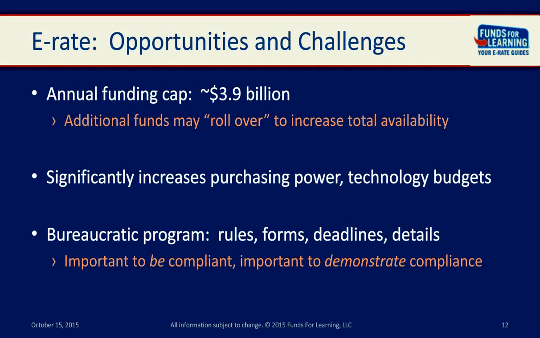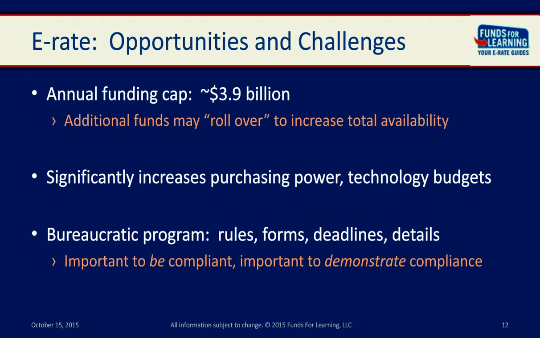We describe the E-rate really as a series of opportunities, and with that come a few challenges. So the opportunity in the E-rate program is significant. This is the largest single source of educational technology funding in the United States. It has an annual minimum of $3.9 billion available in the form of discounts on purchases to schools and libraries. And in any given year, they may roll over additional money to even increase the total amount that's available in any given year.